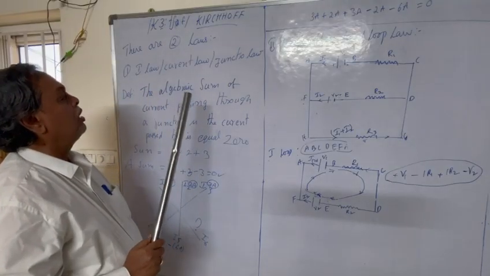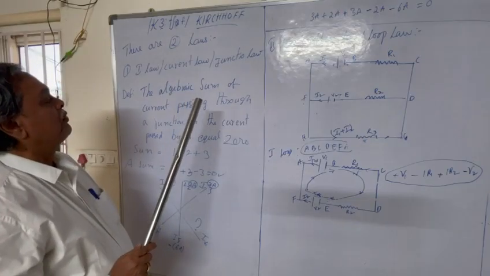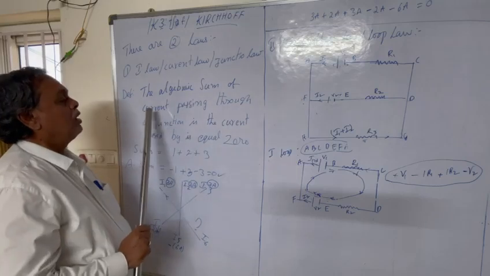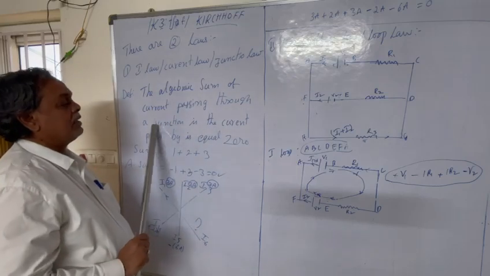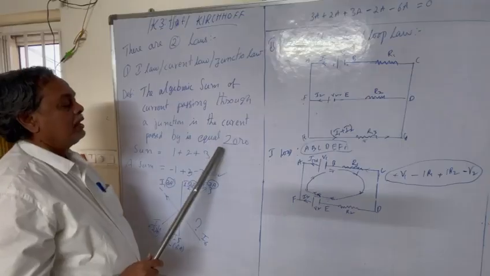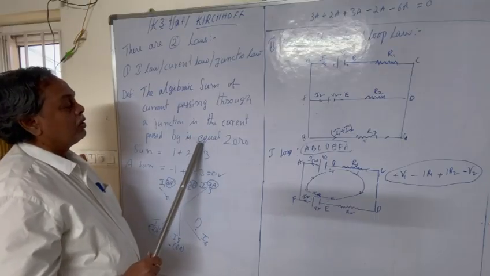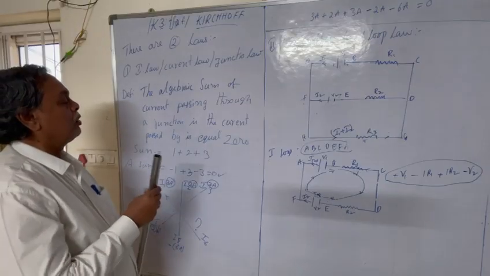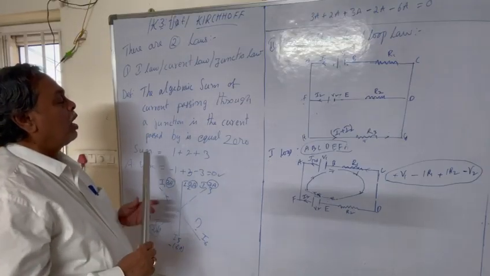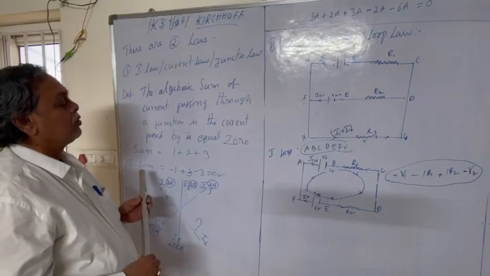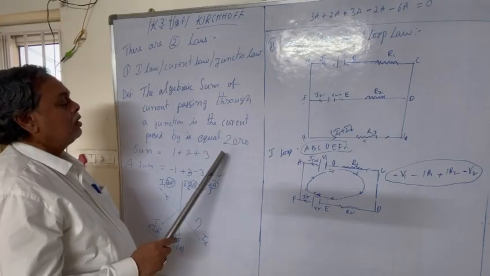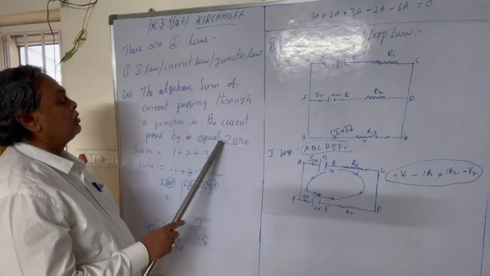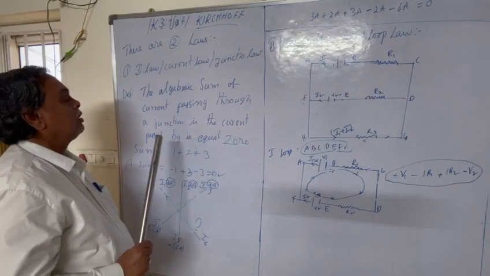In the first law, we will see the definition of the first law. The algebraic sum of the currents passing through a junction is equal to 0. It means the incoming current, or approaching current, is equal to the outgoing, or departing current, at the junction. That is, the algebraic sum is 0.